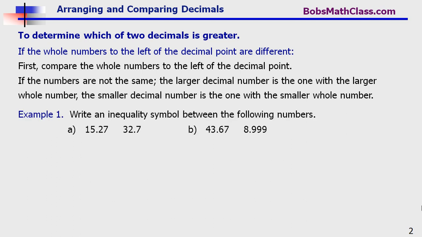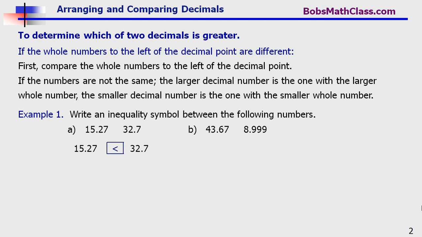Example 1. Write an inequality symbol between the following numbers. So 15.27 and 32.7. Look at the whole numbers to the left of the decimal point. Which one is larger, the 32 or the 15? Yes, the 32 is larger. So you don't have to look at the decimals, the numbers to the right of the decimal point. Just the numbers to the left. So it would open up towards the larger number. It points towards the smaller number.